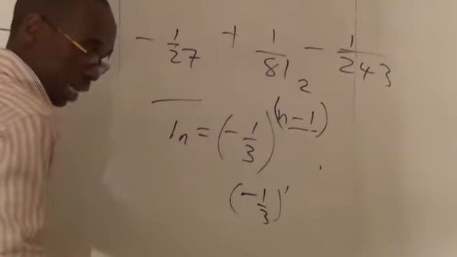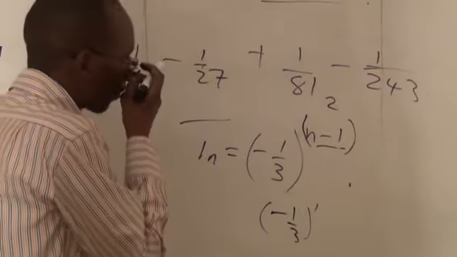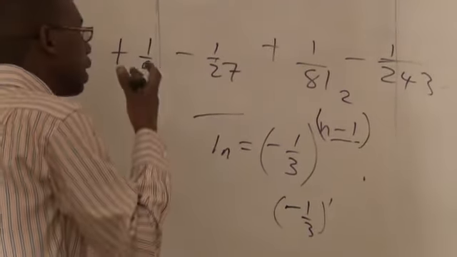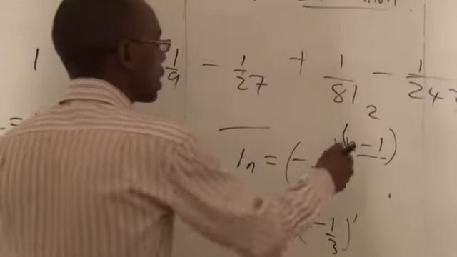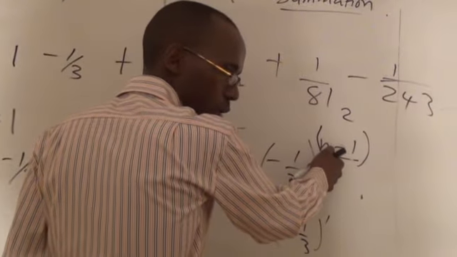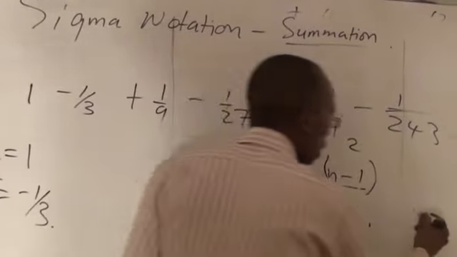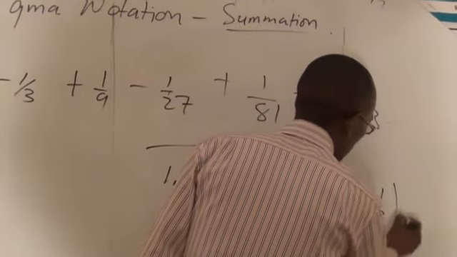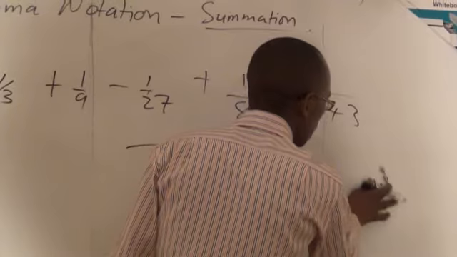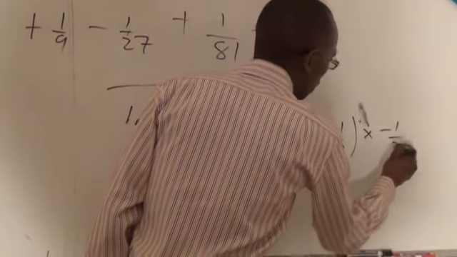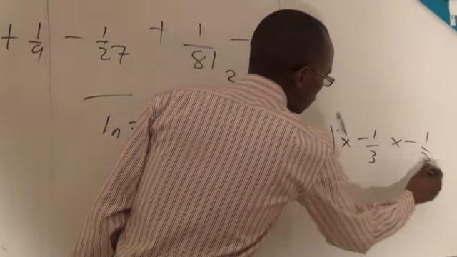And we can see that here. Good. If my power is 3, then it means n equal to 4. 4 minus 1 gives me 3. So I'm going to have minus 1 over 3 to the power 3. What does that mean? It means minus 1 over 3 times minus 1 over 3 times minus 1 over 3.